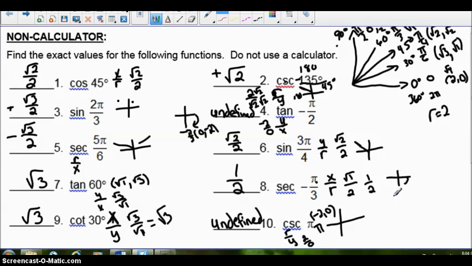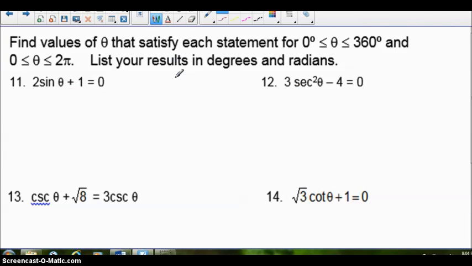Okay, let's look at some more samples. All right, find values of theta that satisfy each statement for 0 to 360 degrees and 0 to 2 pi. List your results in degrees and radians. All right, so you need to isolate your trig function, in this case sine theta. So we're going to subtract this 1, and we'll have 2 sine theta equals negative 1. Then we divide by 2. So sine of theta will be negative 1/2.